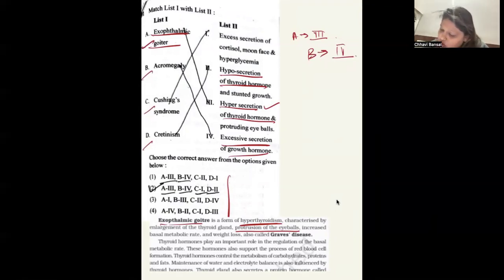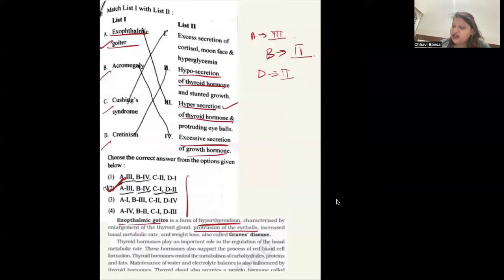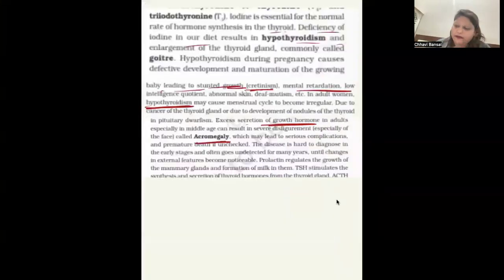Cushing syndrome or cretinism. Cretinism is where, once again, for C, the baby has stunted growth and mental retardation. This is because of hyposecretion of thyroid, hypothyroidism, which means cretinism. D is hyposecretion, means option 2. So if you know this, you know that the second option is the correct answer for the given question. Everything is taken from NCERT again.